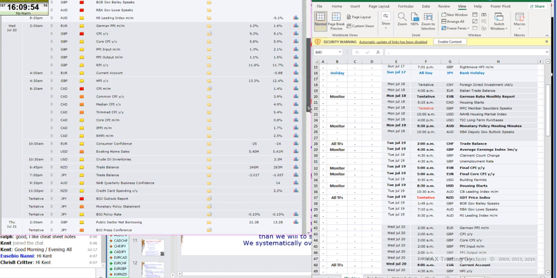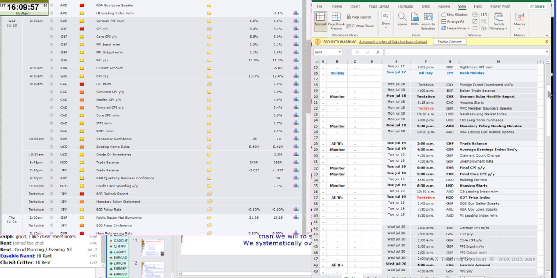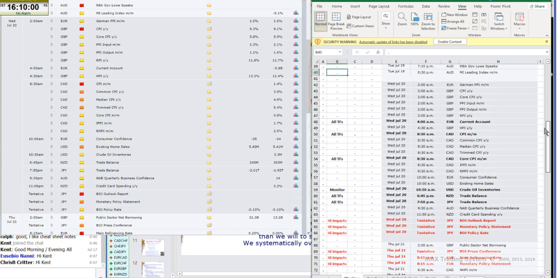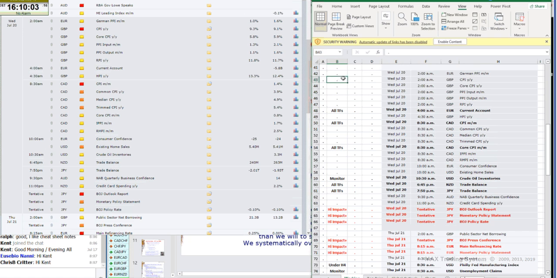On Wednesday, we will have the pound CPI and core CPI year over year. I will monitor. Then we have the euro current account, all time frames. Then we have the CAD CPI month over month and core CPI month over month, all time frames. Then we will have US dollar crude oil inventories to monitor. Then the Kiwi trade balance and the yen trade balance, all time frames.